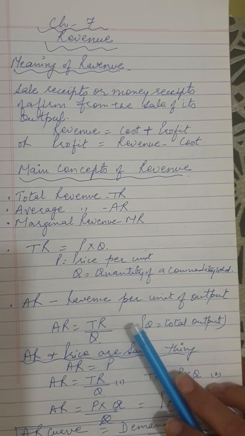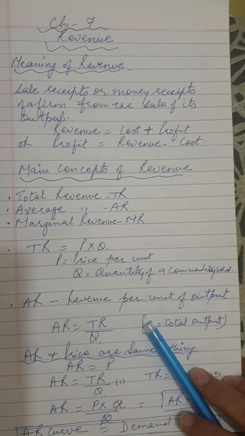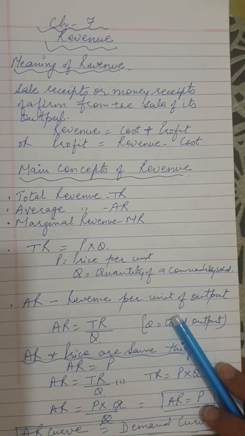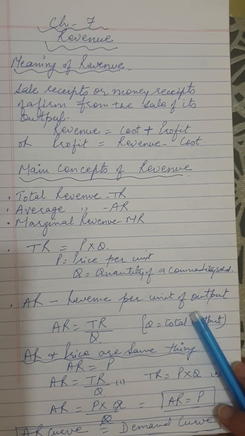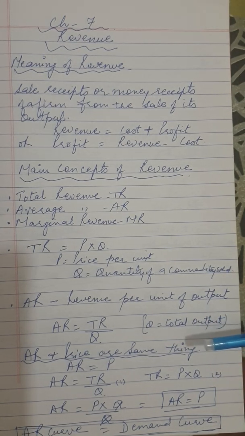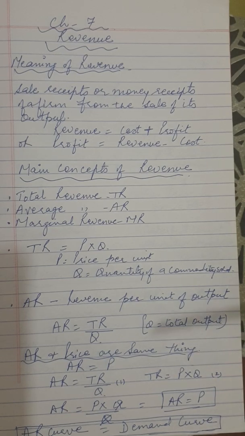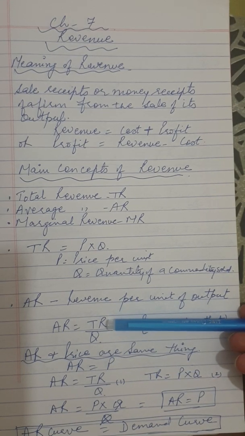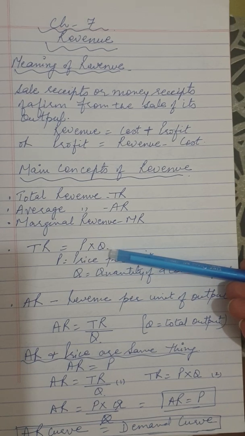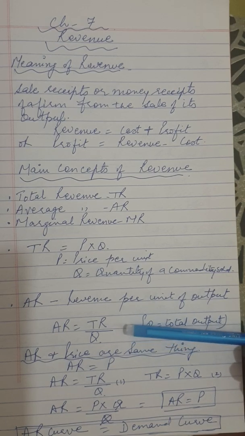Next comes the average revenue. It is the revenue per unit of output which a firm has earned by selling per unit of output, that is called average revenue. Average revenue you get by dividing total revenue by the total output sold. Like 2000 rupees is the TR and quantity sold is 100. AR is equal to 10. That is 10 rupees is the AR.